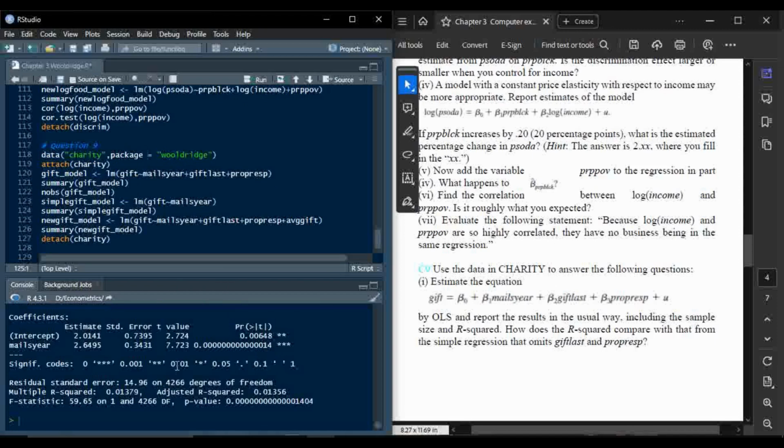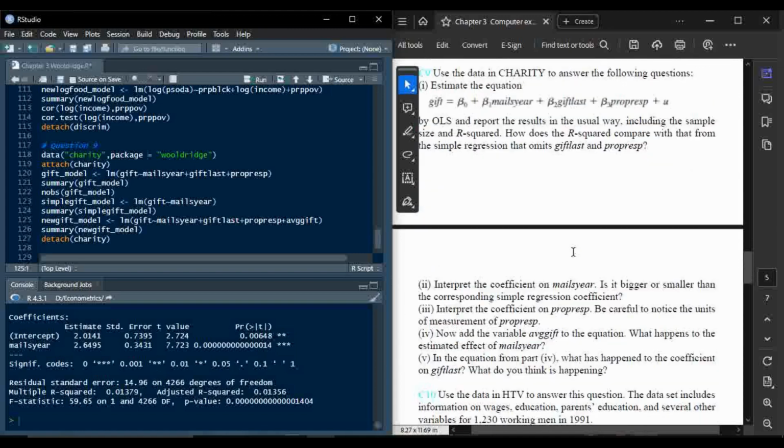In this simple regression, the R squared value is only 0.013, and in the previous multiple regression the R squared value was 0.083. So the variables gift last and proper ESP help to explain significantly more variation in gifts in the sample, although still just over 8%, but they help to explain more than before.